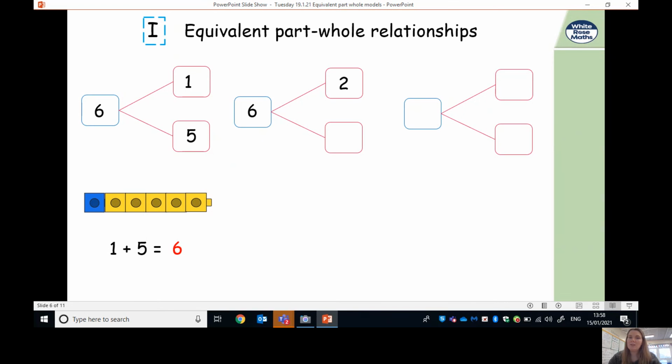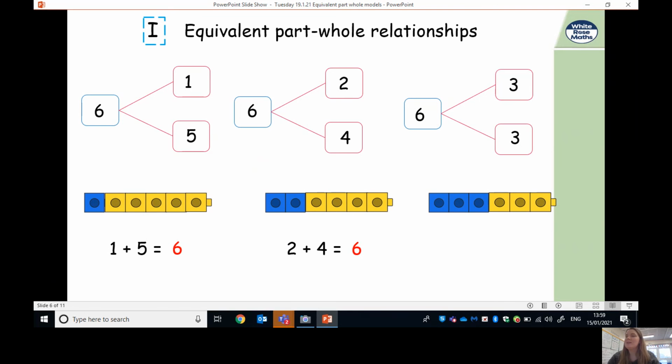So we found 6 by finding 2, and we added 4. 2 plus 4 is 6. Fantastic. Another way we found 6 was 3 add 3. Well done. So 3 add 3 is what? Is 6. Fantastic. Amazing job, guys.